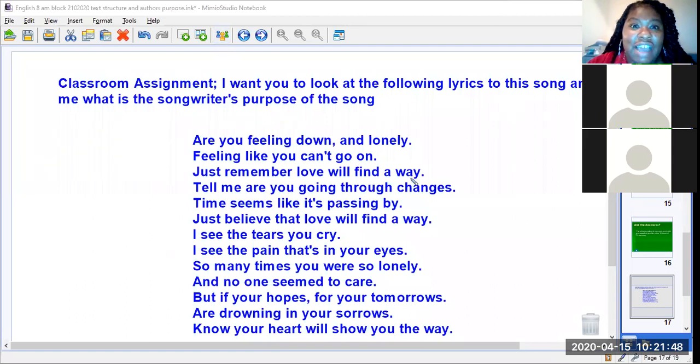This is a song that is actually on Miss Hampton's classroom playlist. Check it out. It is called Love Will Find a Way by Lionel Richie. If you are one of my students and you have been in my class, you know I play this song. I play a lot of songs. That's why I created that playlist.